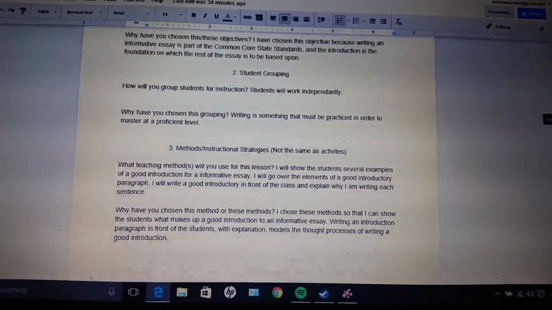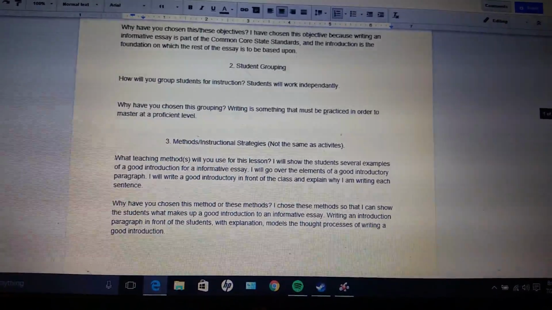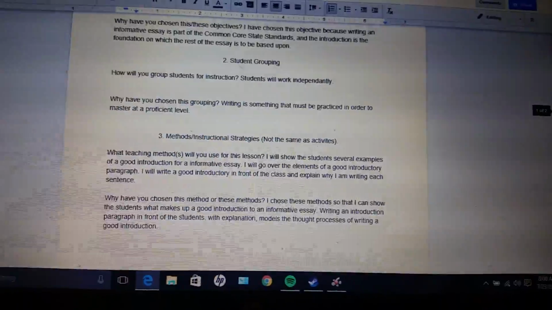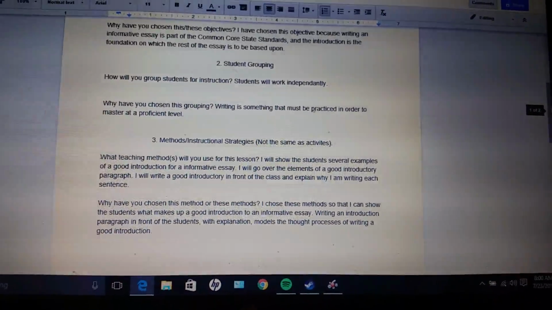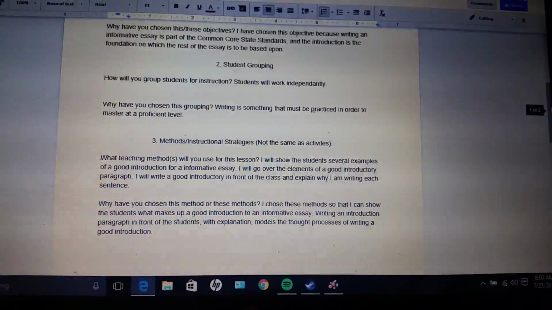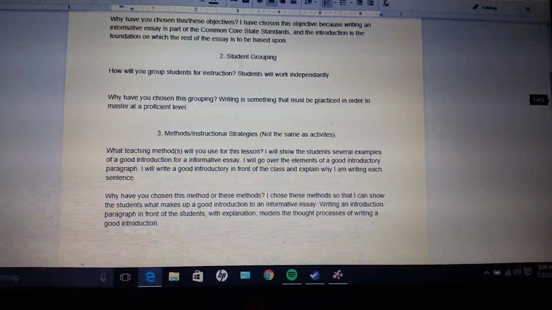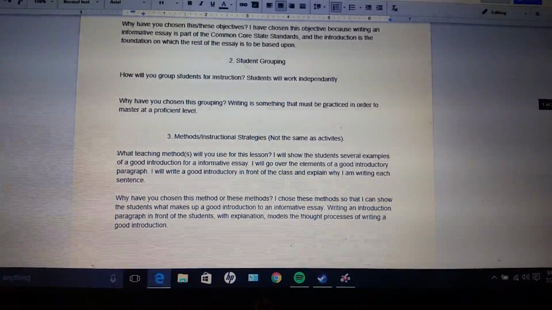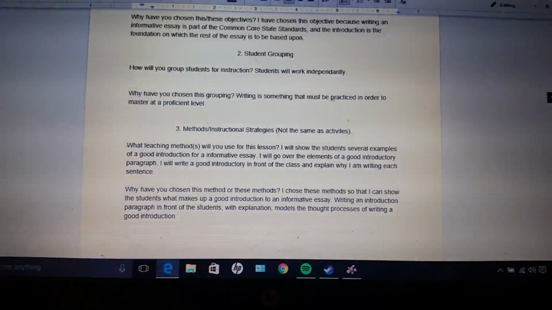Student grouping. How will the students be grouped for this instruction? Students will work independently. Why have you chosen this grouping? It's because writing is something that must be practiced in order to master at a proficient level. So it's not something you could really do as a group.